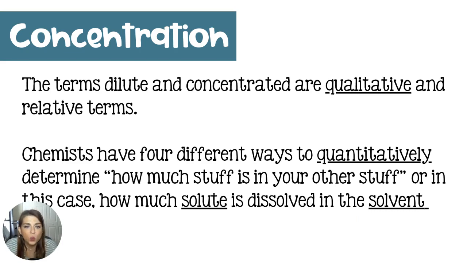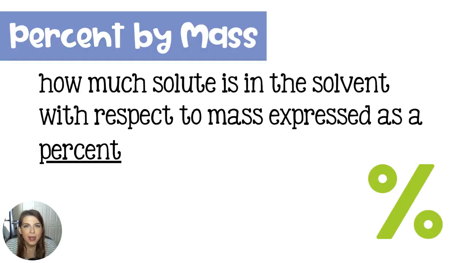So chemists have developed four different ways to quantitatively tell you exactly how much stuff is in your other stuff, and we call that concentration. It's based on how much solute is dissolved in a certain amount of solvent. The first way that we do this is percent by mass, and we did do a little bit of this back when we were learning stoichiometry. It is the same process, although it is a little bit different.